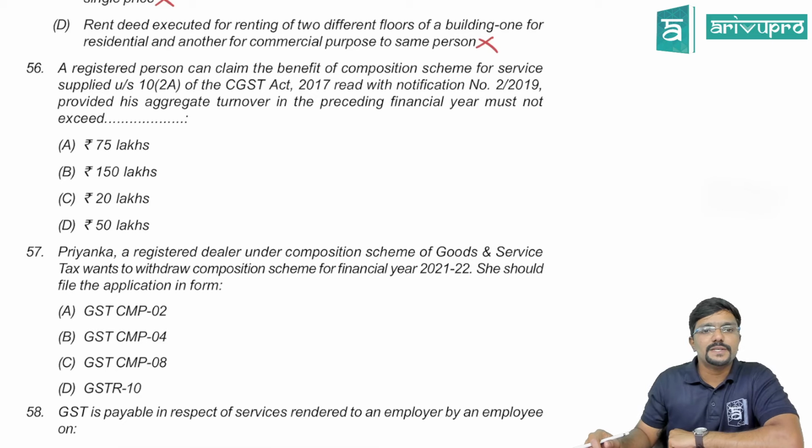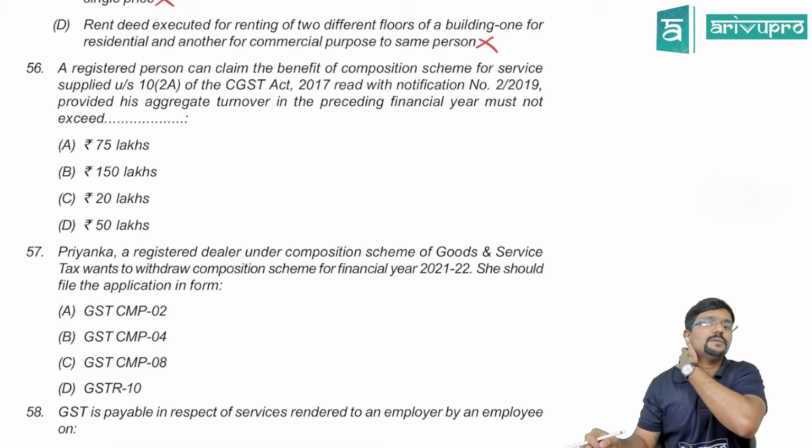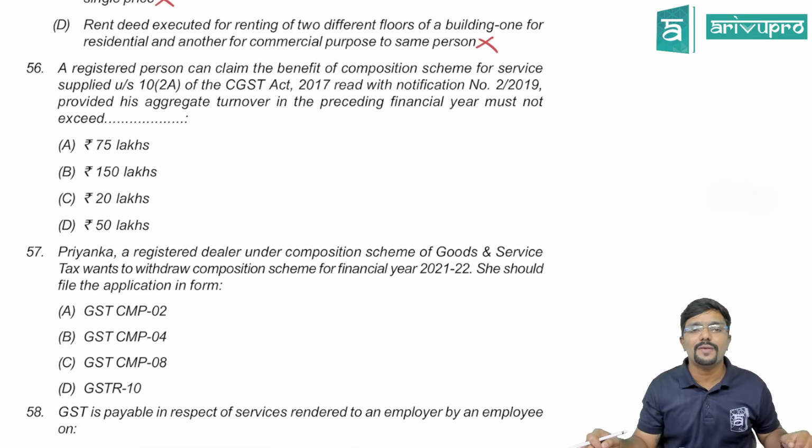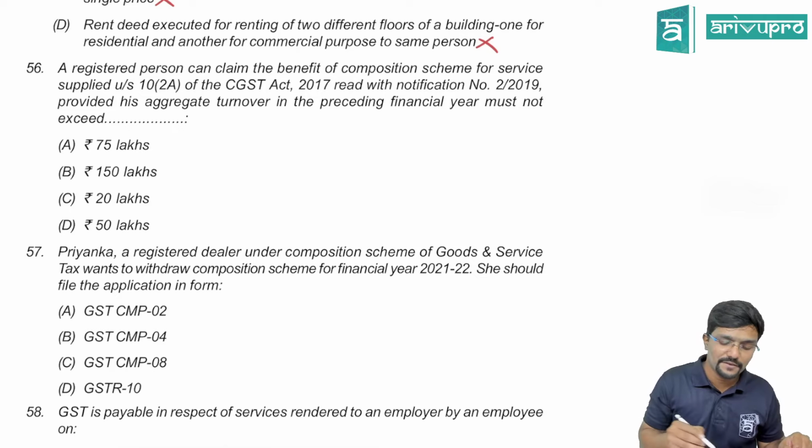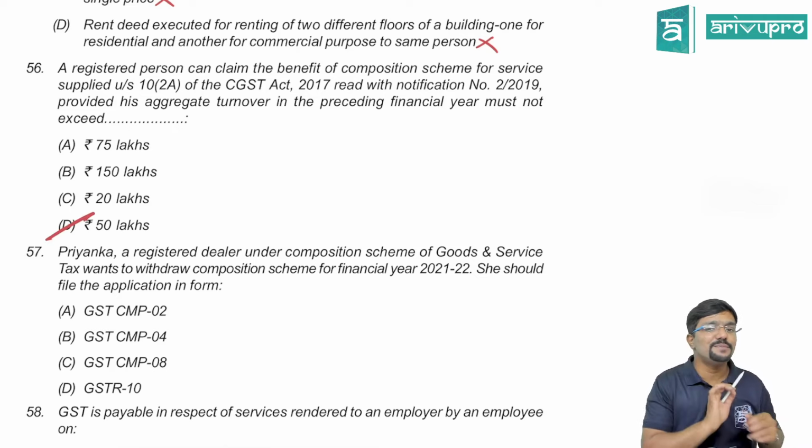Yeah, next, 56th. A registered person can claim the benefit of composition scheme for service supplied under Section 10(2)(a), that is for service suppliers it is available, of the CGST Act read with notification number 2/2019, provided his aggregate turnover in the preceding financial year must not exceed how much? 50 lakh. So please be careful here also.